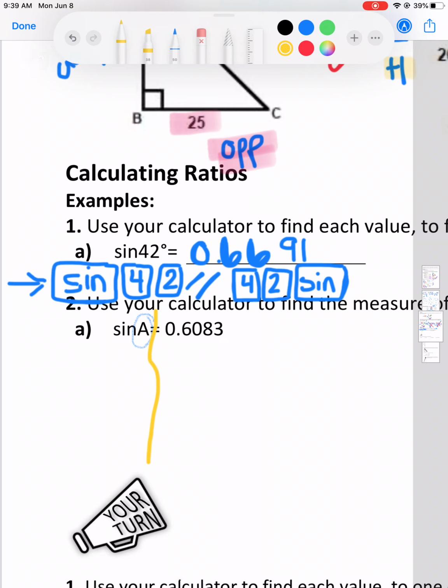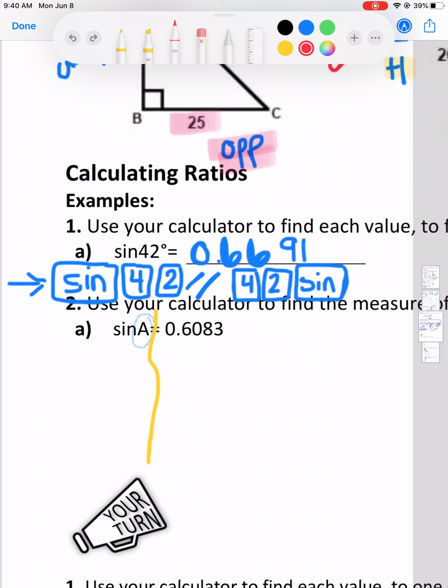Is A by itself? No. So naturally, we would divide by sine, right? Because then that would go boom, boom. So we do 0.6083 divided by sine. Unfortunately, sine doesn't work that way. Neither does cos, neither does tan. So we have to do it a little bit different. So it's good for you to recognize that A needs to be by itself. But it's going to look like this.